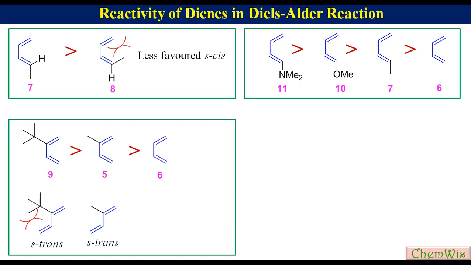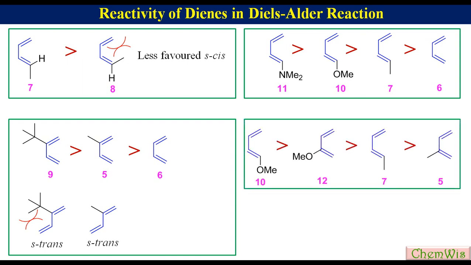Generally, substituents at position 1 have larger reactivity effect than substituents at position 2. For example, compound 10 with methoxy at position 1 has higher reactivity than compound 12 with the same methoxy group at position 2. Due to the same reason, 7 has higher reactivity than 5.